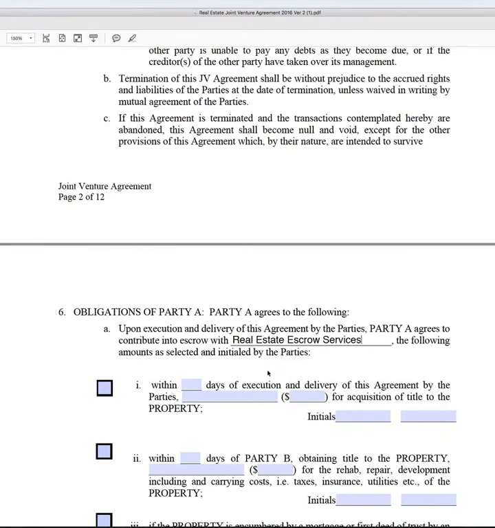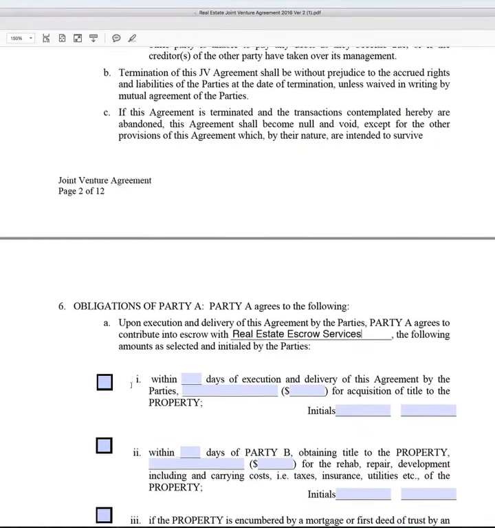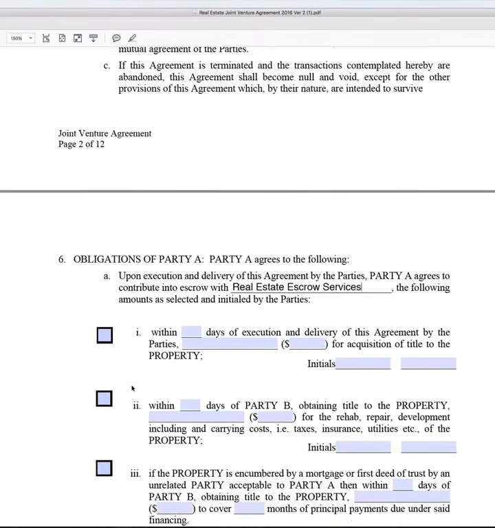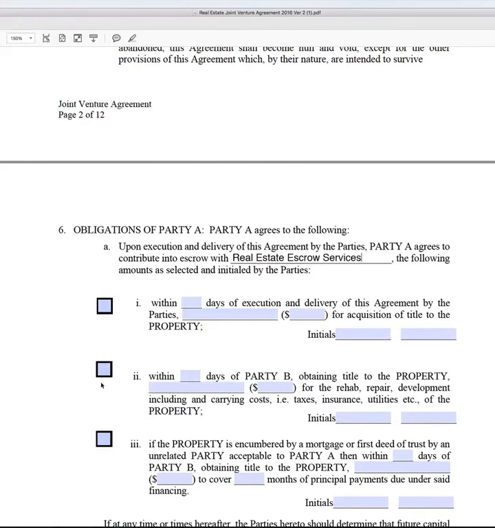Because ideally, when you're loaning into a joint venture for a piece of property like this, you don't want to give the investor the money. You want to make sure that the money goes directly to escrow, so it is used to actually acquire the property and possibly the rehab work as well. So now you need to check which of these particular provisions you would like in your joint venture, which one will apply to this agreement.